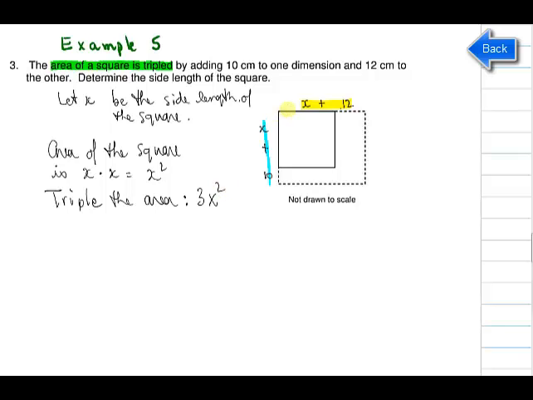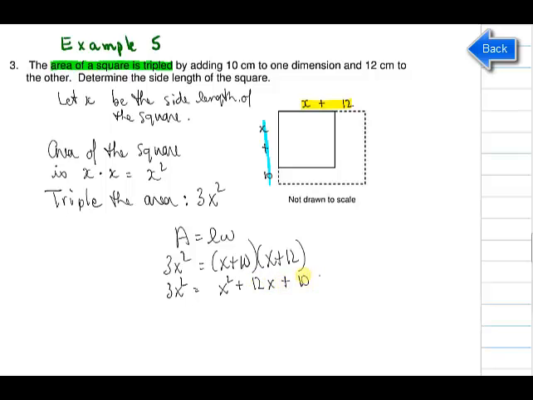Now, for a rectangle, area is length times width. I know that one of my side lengths is x plus 10, and I know the other side length is x plus 12. And because this is going to triple my area, I'm going to put in 3x squared. Okay? And so now you're going to expand on the right, so you're going to FOIL. And you're going to get x squared plus 12x plus 10x plus 120.